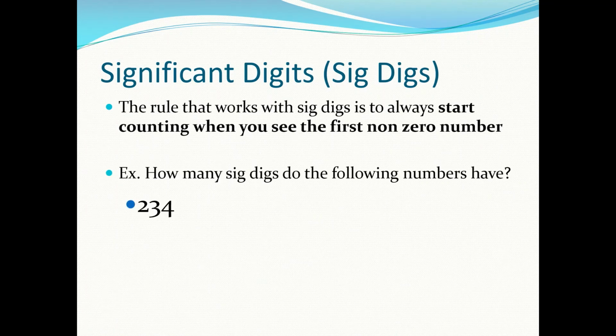So how many Sig Digs do the following have? Well, let's see here. This is our first number, right? And it's a non-zero number. So we start counting. So we have 1, 2, 3 Sig Digs. So this has 3 Sig Digs. And then for this one, zero number, zero number, zero number, zero number. So none of these are significant. And then we see our first non-zero number, and we just count after that. That's all. So this has 2 Sig Digs.